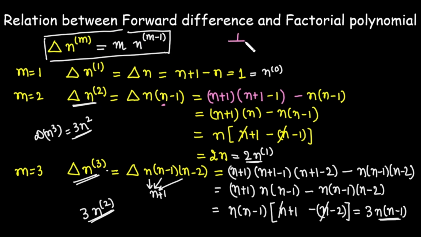Also note that when we write 1 by delta of n raised to power m factorial polynomial, this is equal to n raised to power m plus 1 by m plus 1. With the same concept, we can derive this formulation. It works like an integration, like here it works as a differentiation. And this is only for the forward difference over the factorial polynomial, not for the general polynomial.